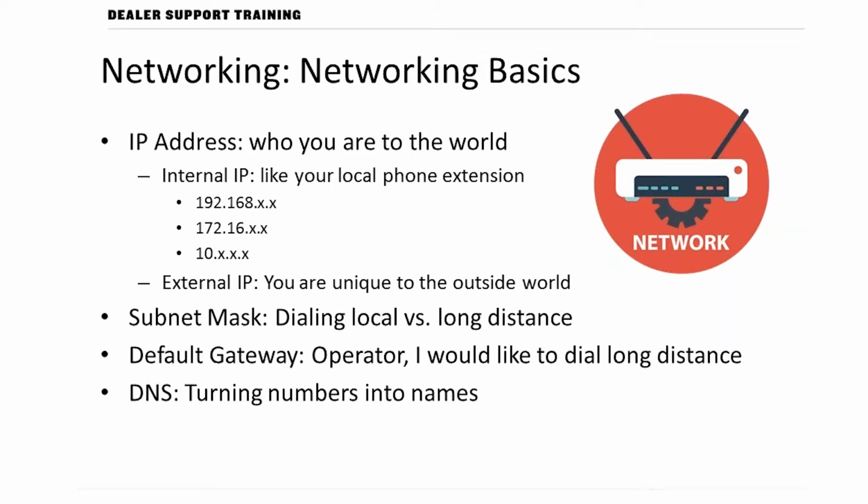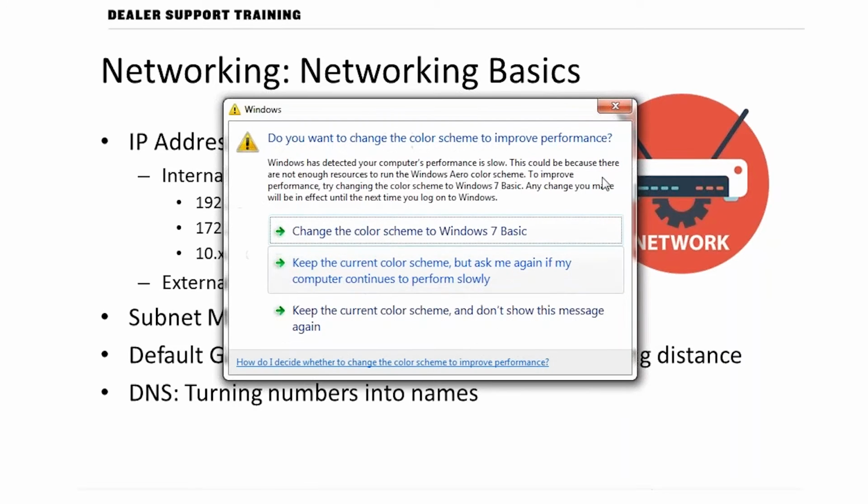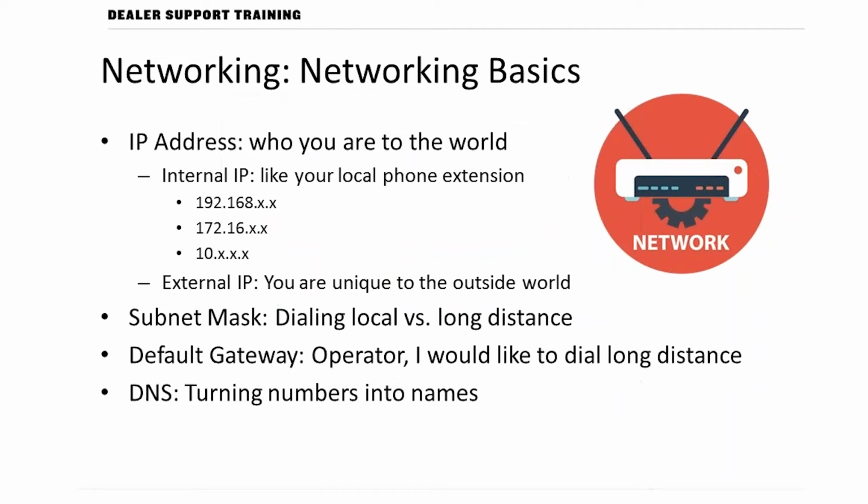You also have a subnet mask, which is dialing local versus long distance. A default gateway, which is basically telling the operator, I would like to dial long distance. And then you have your DNS, which basically turns names into numbers, much like your Yahoo and Google are turned into an IP address that can be recognized.